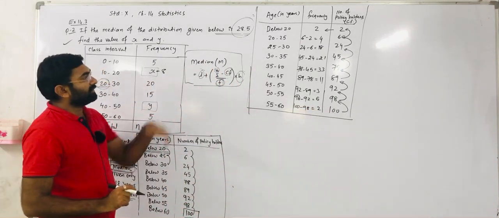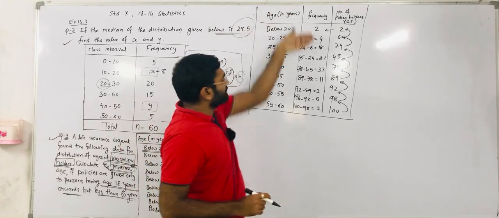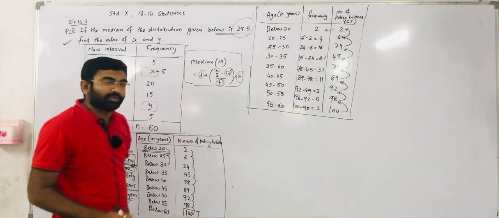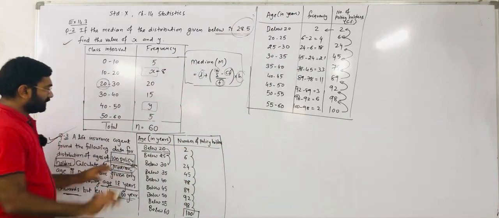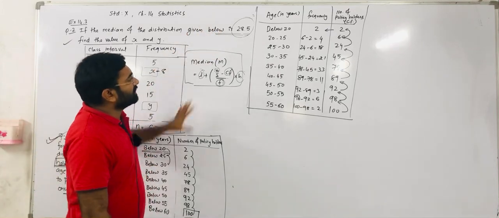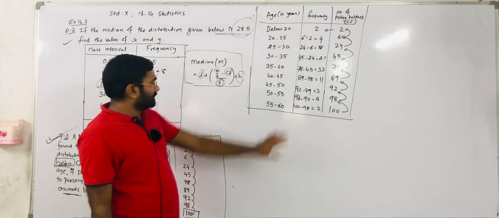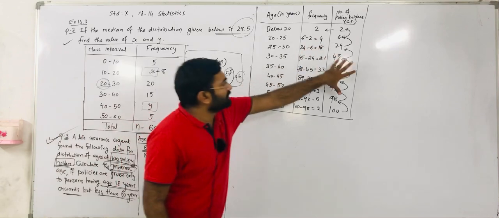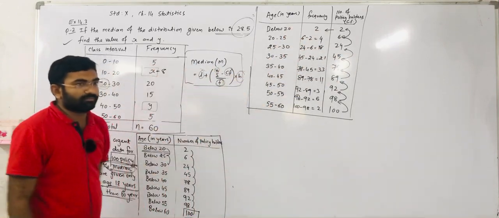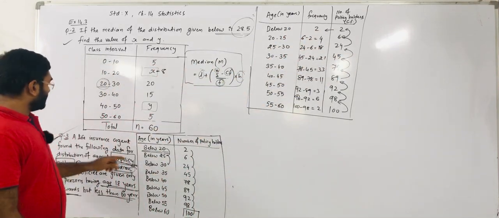Right? So that way we get all the classes' frequency. There are two things we have to learn from question number 3. From the given classes, we have to rewrite them in a grouped form. Another thing, from the given cumulative frequency, we have to make a frequency form. Right? Now we have to find out the median.